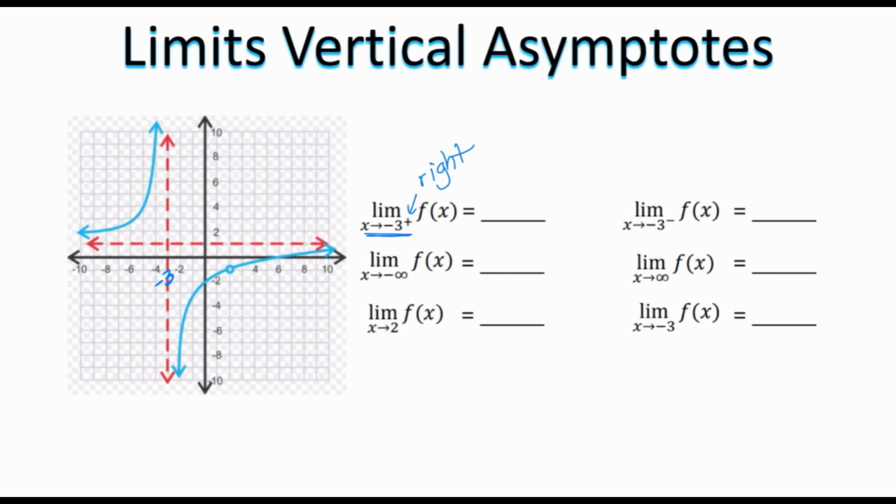As I approach -3 from the right-hand side, notice, here's where I'm coming. I'm going to keep going down, down, down. Now that vertical asymptote, that red dashed line right here, is always going to be there all the way down. My graph is going to get really close to it, but it's never going to cross it or touch it. So this graph is going to continue towards -infinity. So the limit as x approaches -3 from the right-hand side is -infinity.